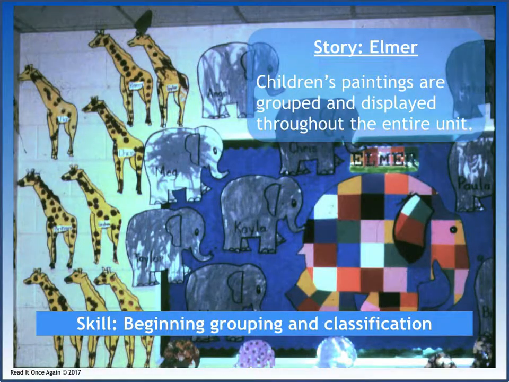These painting activities are based on the story of Elmer, a patchwork elephant who wanted to look like the rest of the elephants in the jungle. The children have painted animals from the story. Every time they completed a painting, it was grouped and displayed. Some children were learning color identification, some learned animal names, and for others this was the beginning of skills for classification.